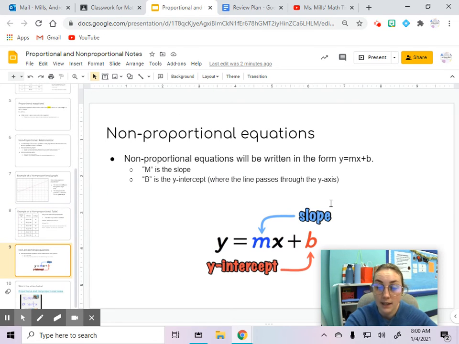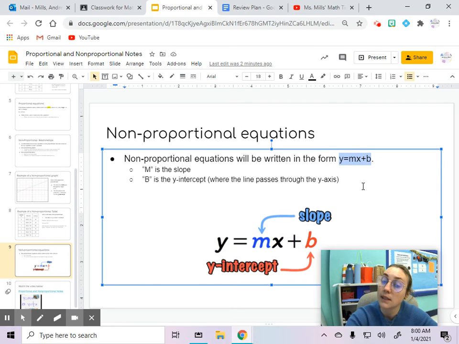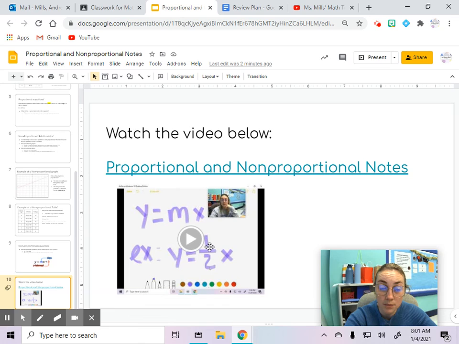And then the very last thing, a non-proportional equation, is going to be in the form of y equals mx plus b, where m is the slope and b is the y-intercept. If b is not 0, that means it is a non-proportional equation. So if you have a number right here, that means it's non-proportional.